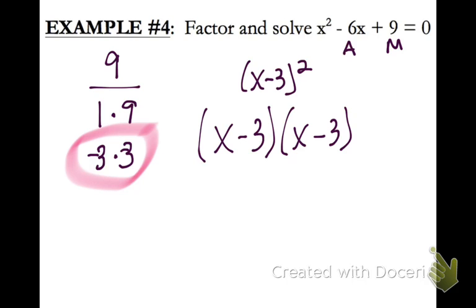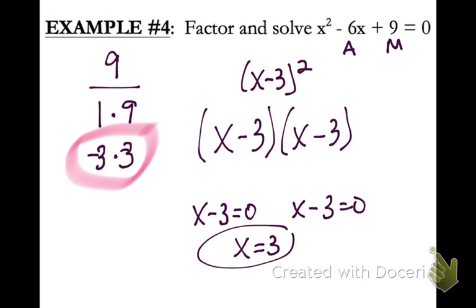Both work. To solve it, I'm going to set each of them equal to 0 and add 3 over for both. I'm going to get x equals 3 for both solutions. I don't need to write that twice.